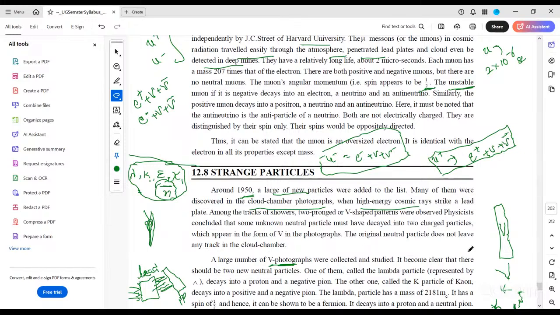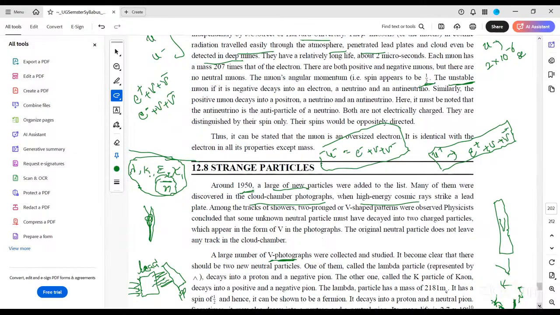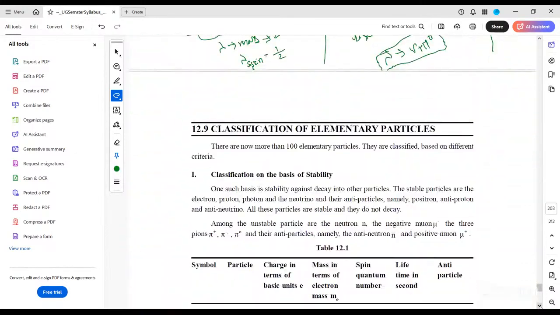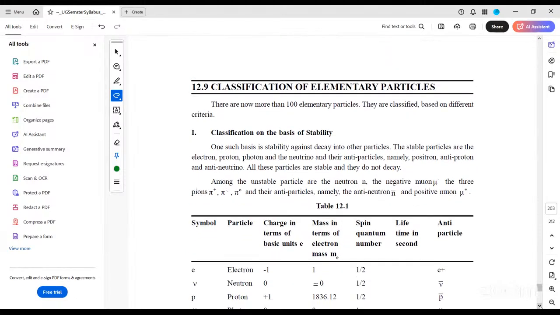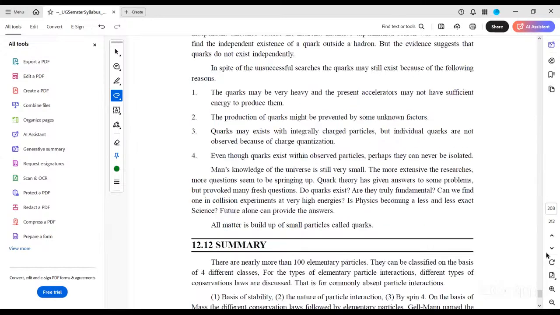This is about strange particles. After discussing strange particles, we will go for the classification of elementary particles, how the elements are classified. They are classified using 4 methods. The first one is based on their stability. First, we will see the side headings and go one by one.